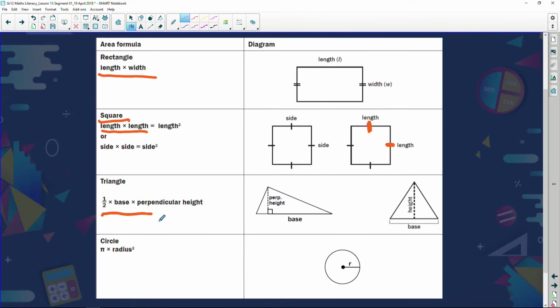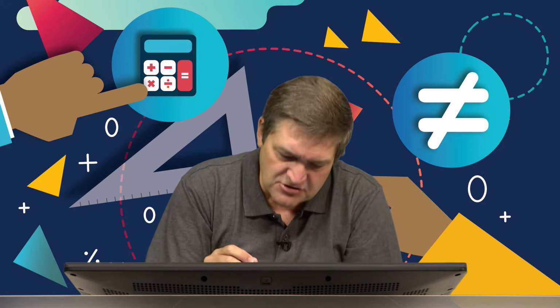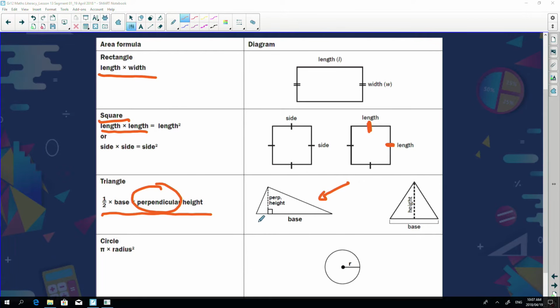Then we get a triangle. And the formula for the triangle is half times base times, and I want us to look at this, perpendicular height. Let's have a look at this triangle. This triangle has a perpendicular height. In other words, it's the height from the base to the highest point. But it's the height at 90 degrees to that base. It is not this height over here, okay? That is like a slant height. It's not this height, because that's like a slant height.